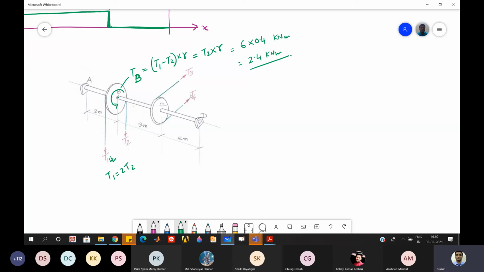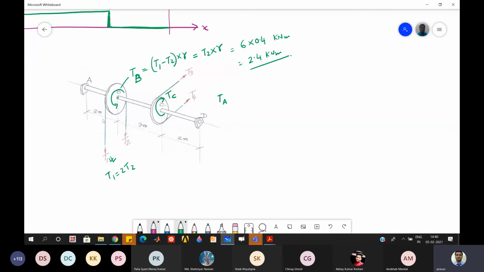Now if you see, there are some relations given for T3 and T4, but this may not be needed for solving this problem, because this is TB and there is no torque at A and D. So the TB torque has to be balanced by the torque at C, and it will be balanced by a counter torque at TC and this counter torque TA.